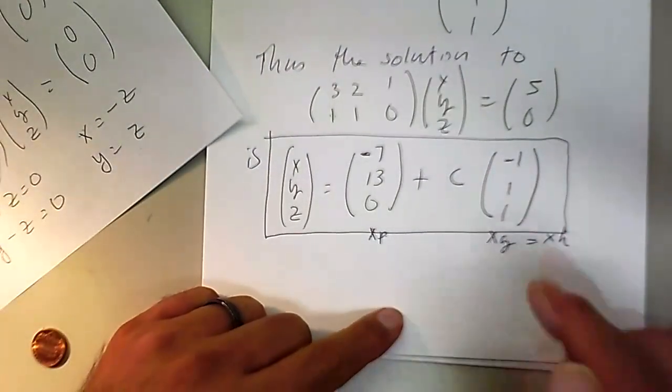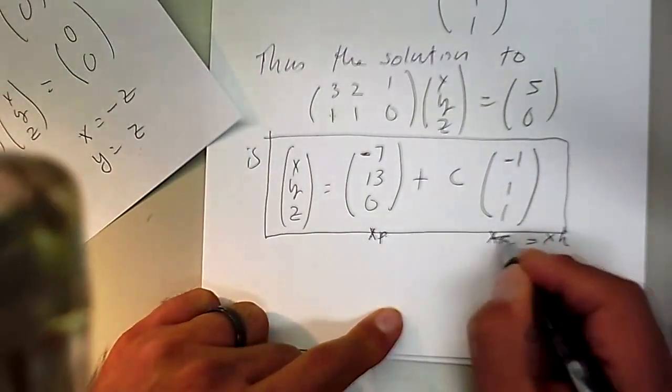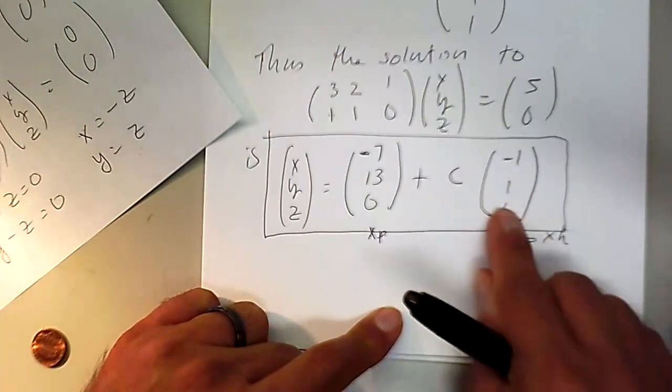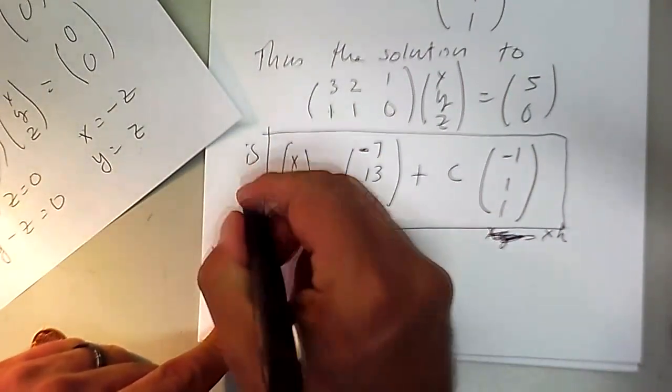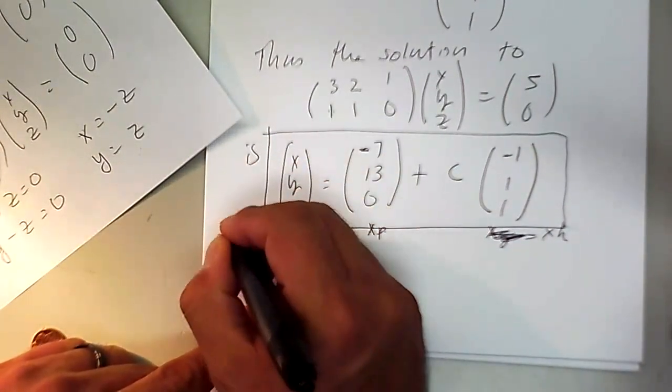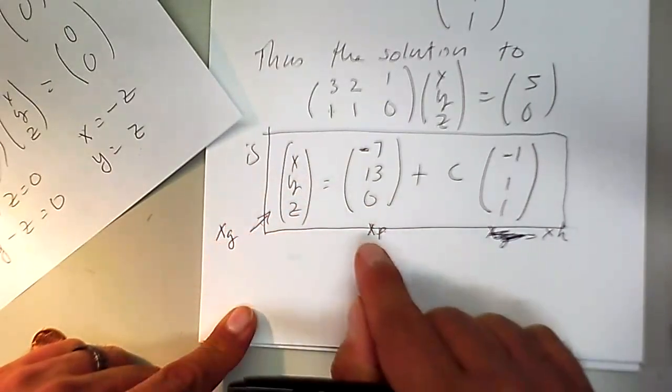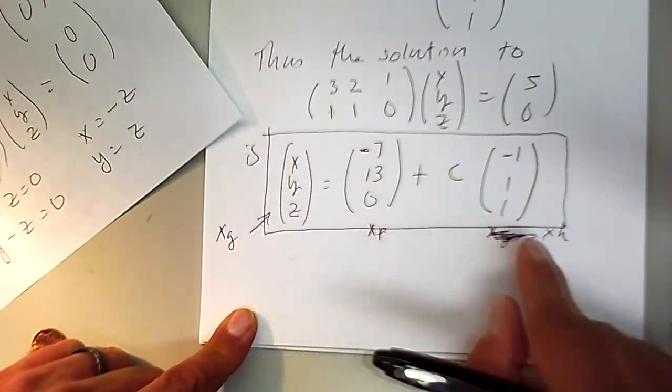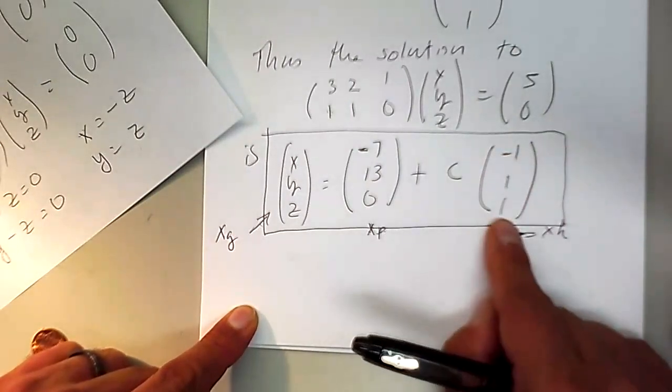Sorry about that. I meant this: the homogeneous solution is here. The general solution is this one. So this one is referred to as XG for general solution. This is one particular solution, and this is the homogeneous solution.